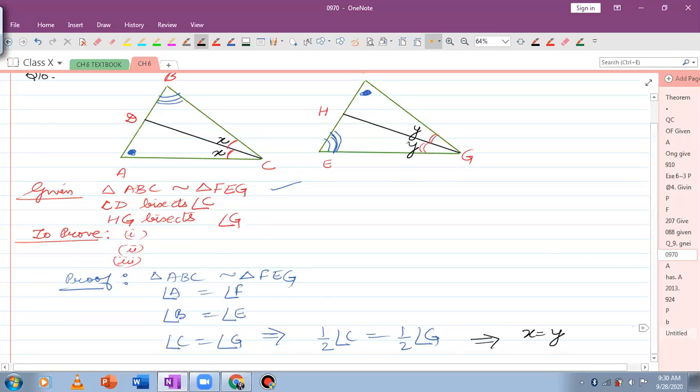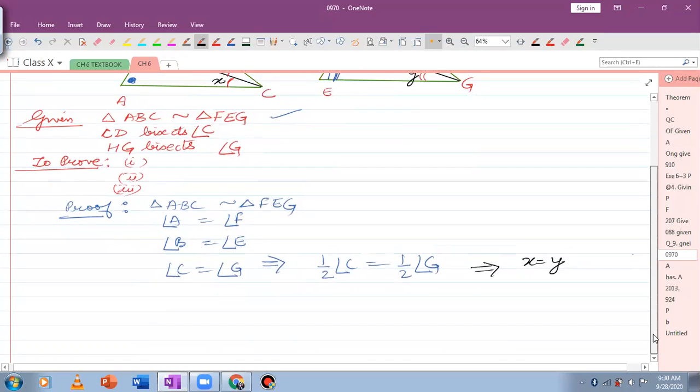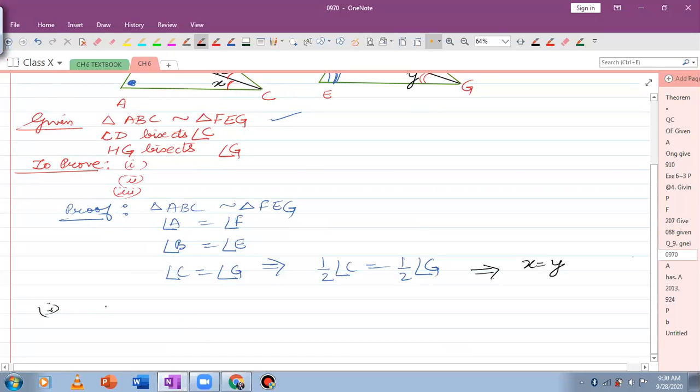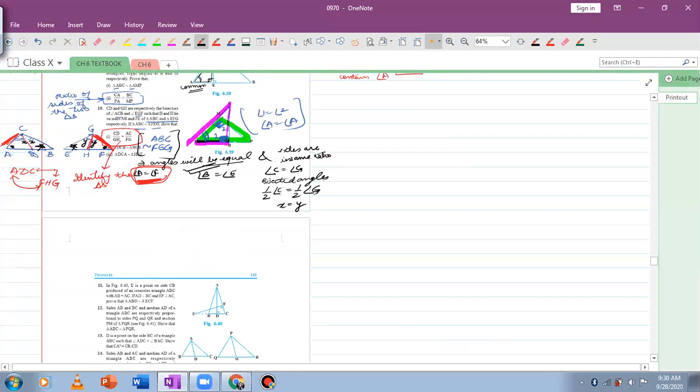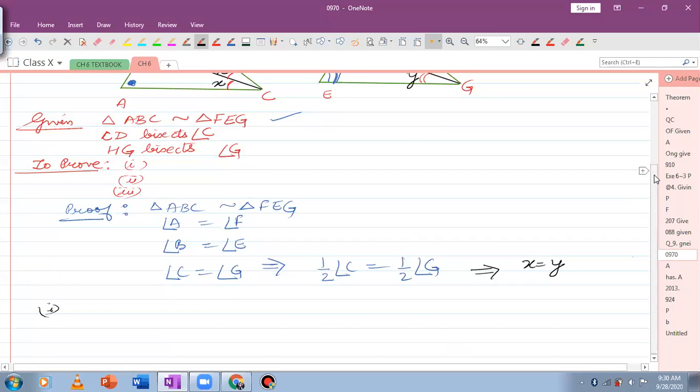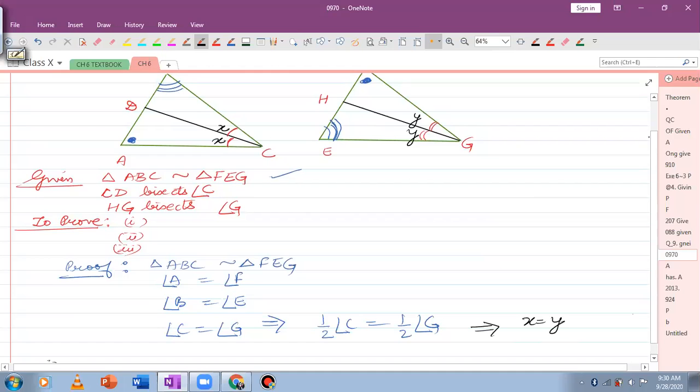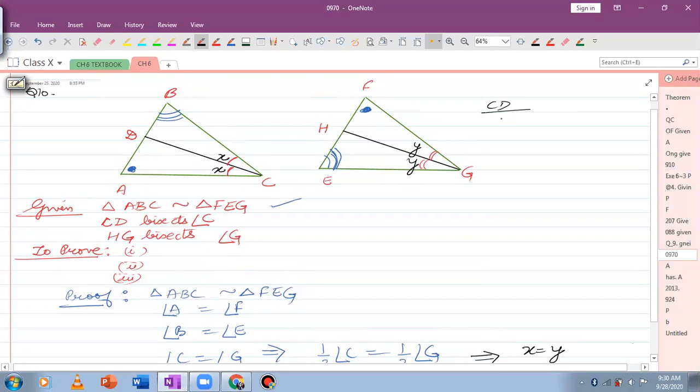Now, looking at the first part that you want to prove, we had identified the triangles that we want to prove similar. The triangles that we want to prove similar are ADC and FGH. Still, if you want to observe it again, let's write the ratio here. The ratio that you want to prove is CD over HG equals AC upon FG. So this is the ratio you want to prove.